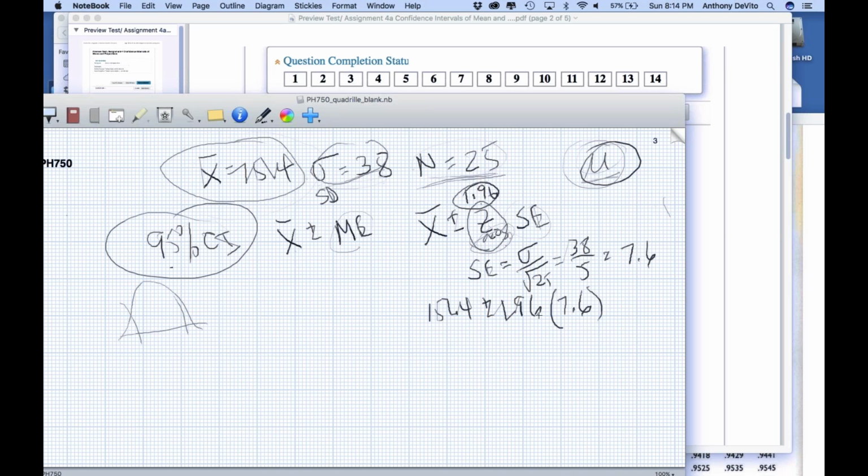So my margin of error is equal to roughly, looks like about 15 or so.